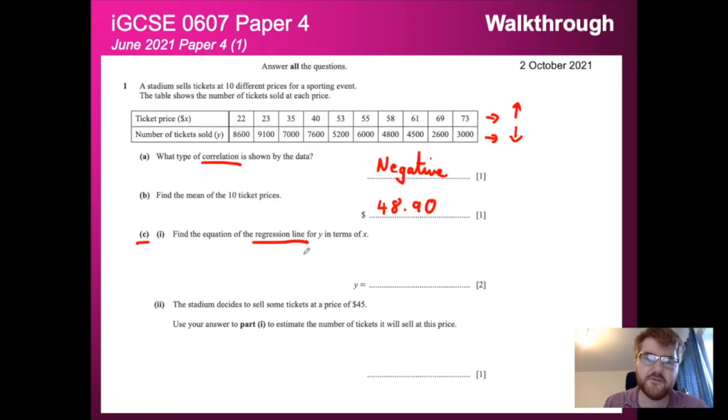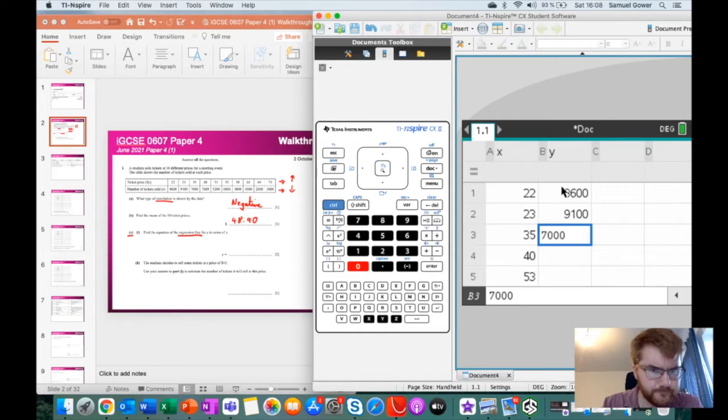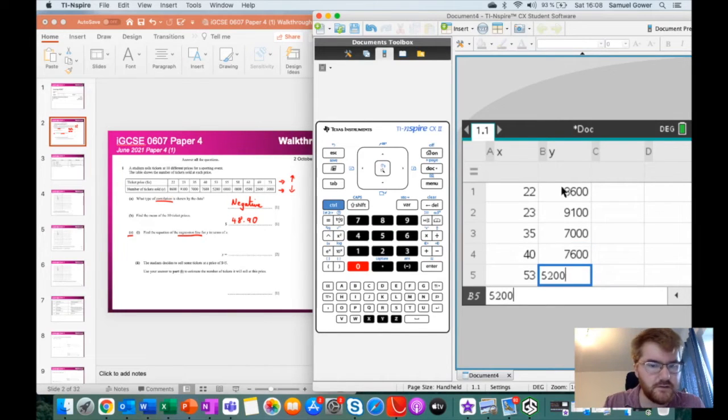Now I've already done some of the hard work for the second part, which is the equation of the regression line. As soon as you see this term regression line, we're going to have to put the data into our table. So if I go back, here's my data. I'm going to add a new column. I'm going to call this Y, just like in the question. And I'm going to write everything in. So as we go along, 9100, 7000, 7600, 5200, 6000, 4800. Sure, you're having great fun at home writing this into your graphical calculator, and there we are.